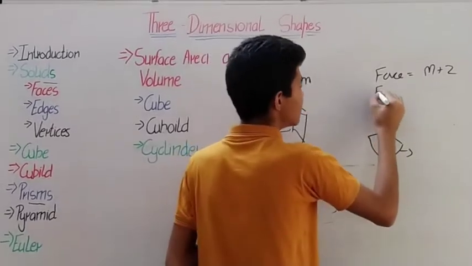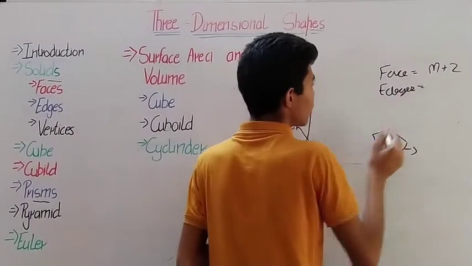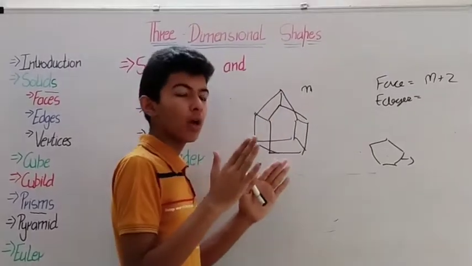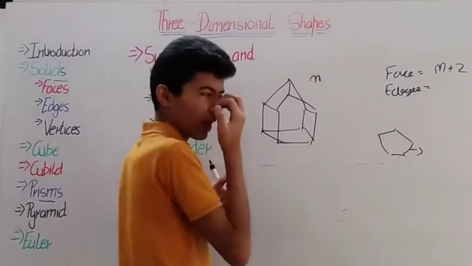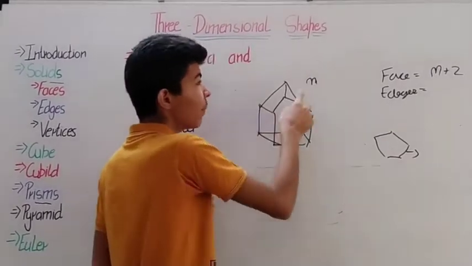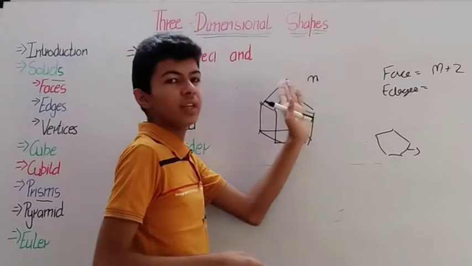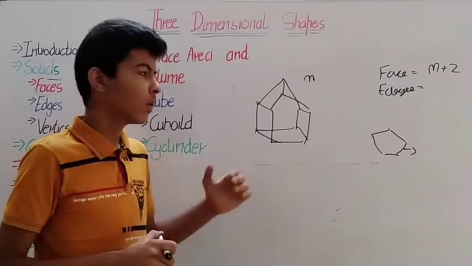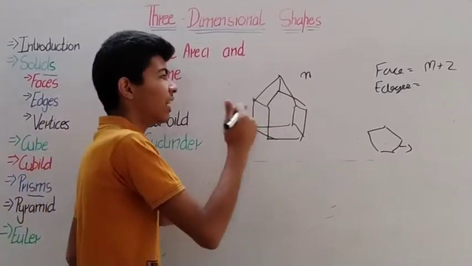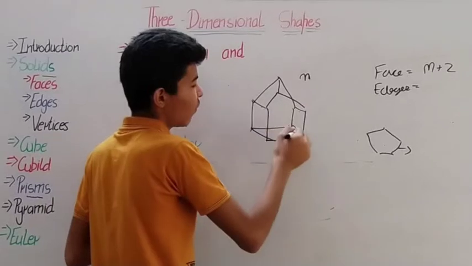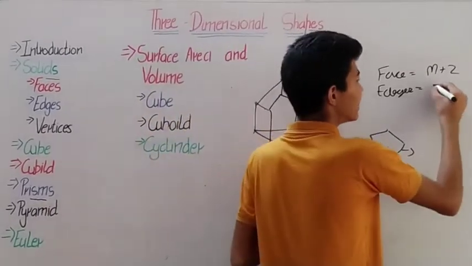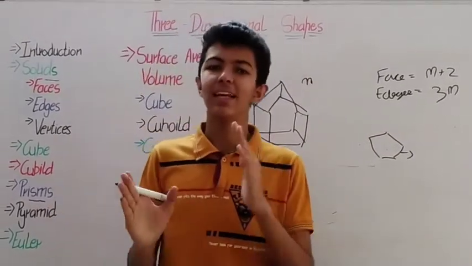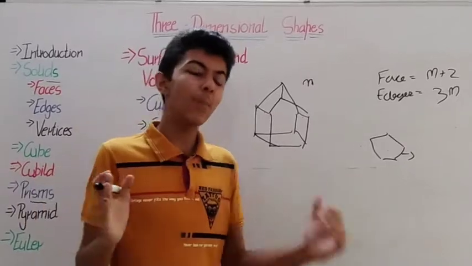If we take the edges, how many edges does it have? We know it is stacked up, so the bottom shape and the top shape have the same number of edges as the number of sides, and each side has its own edge, which in this case is 1, 2, 3, 4, 5. So it would be 3n. It is 3 times n because of the edges in the top lane, the middle lane, and the bottom lane.